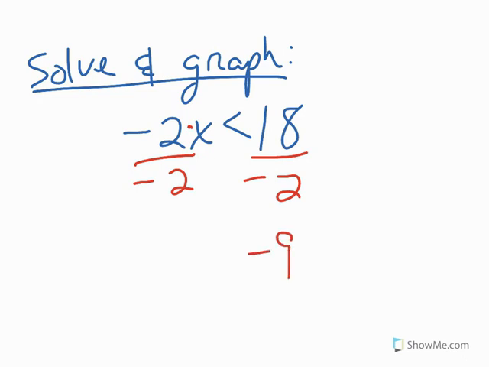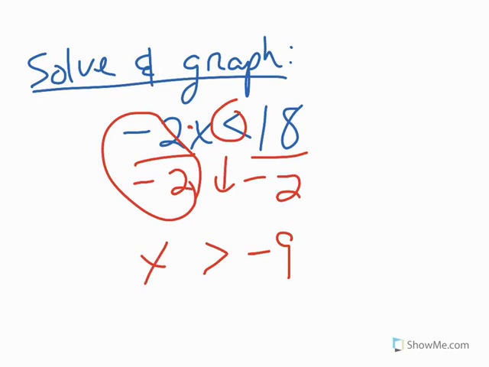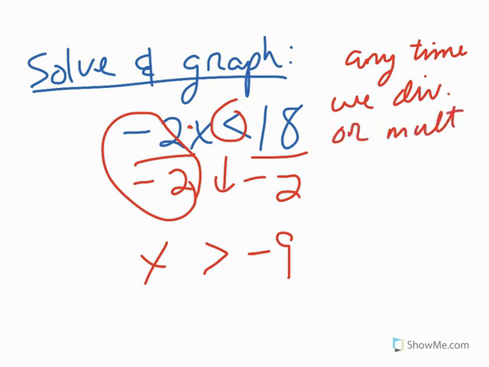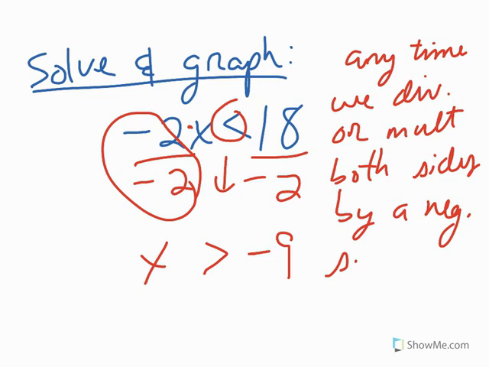But something special happened here. Because we divided by a negative, the inequality symbol must flip. That only occurs when we divide by negatives. So this inequality symbol that used to be a less than symbol became a greater than symbol as a result of the division by a negative. So anytime we divide or multiply both sides by a negative, the symbol flips.